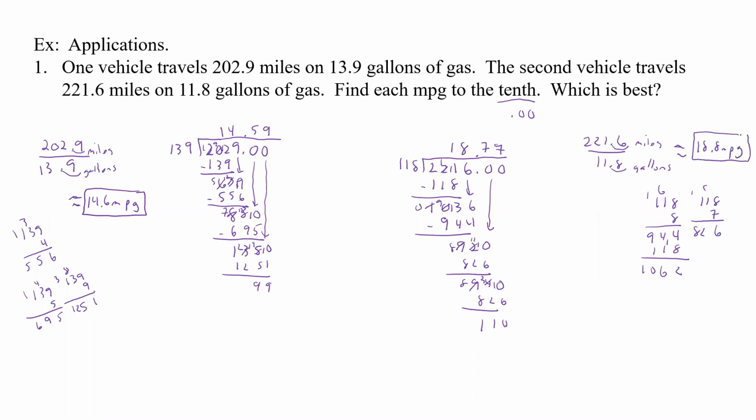Okay. So those are their two miles per gallon for each of them rounded to the 10th. And which is best? Well, the best one is the highest miles per gallon, and so that would be the 18.8 miles per gallon.